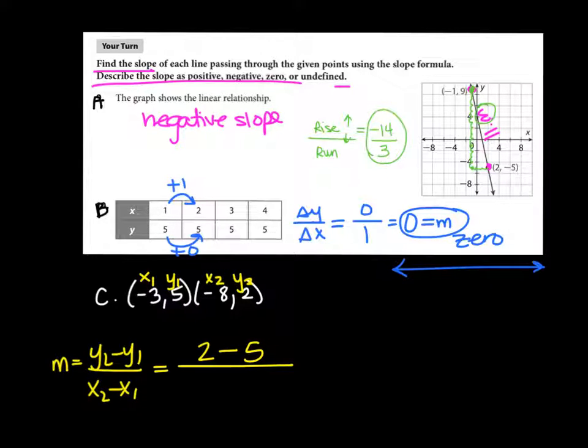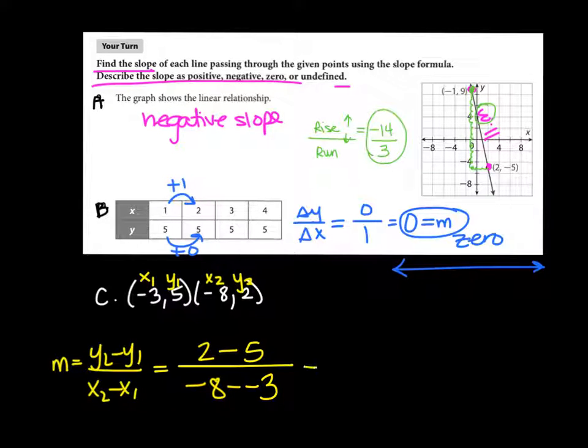Now if I look at my x's, what is x2? It's -8. Minus, what is x1? It's -3. Notice that I had to write a minus sign and then write the number -3 down here.